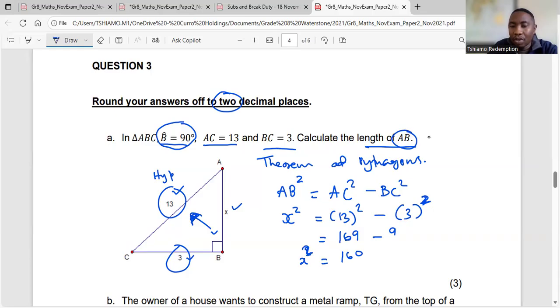And then what do we do here? We square root both sides. Why do we square root? We want to get rid of the square so that we are only left with x. So if you want to get rid of the square, you square root.